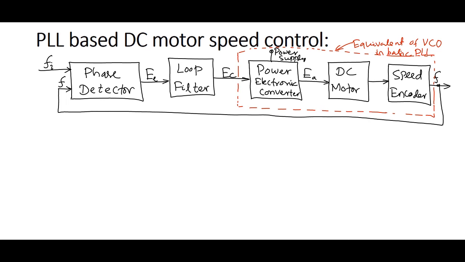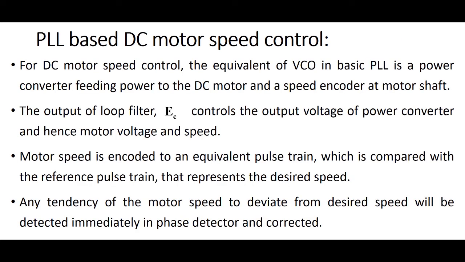So, now this is the PLL. In PLL based DC motor speed control, what are the features? For DC motor speed control, the equivalent of the VCO in a basic PLL is a power converter feeding power to the DC motor and a speed encoder at the motor shaft. The output of the loop filter EC controls the output voltage of the power converter and hence motor voltage and speed.